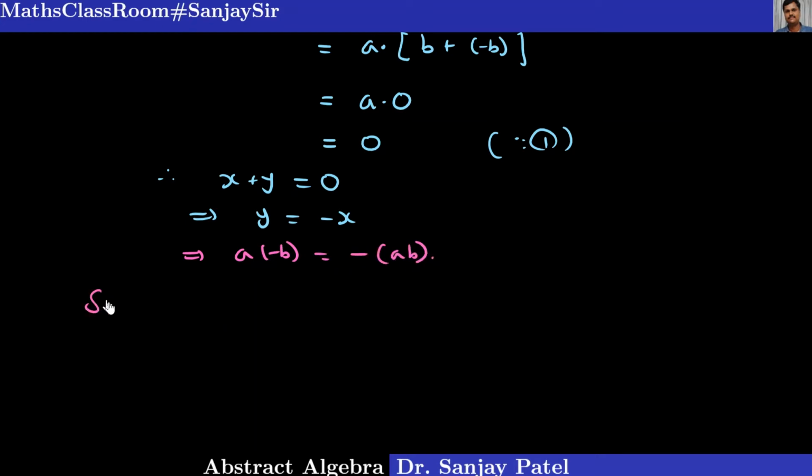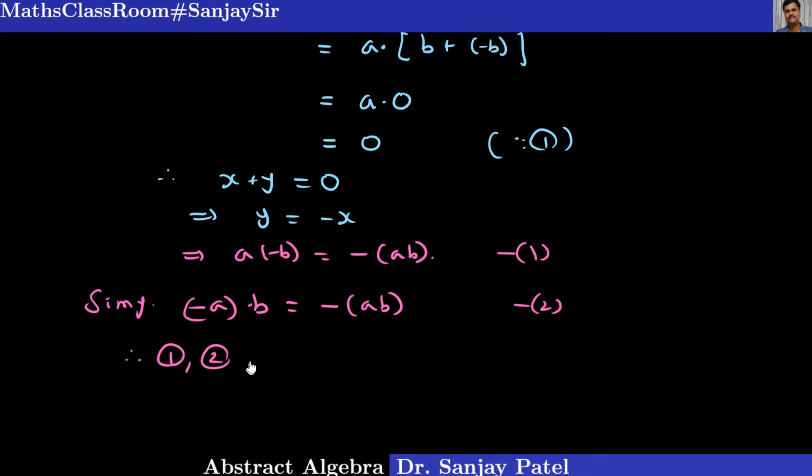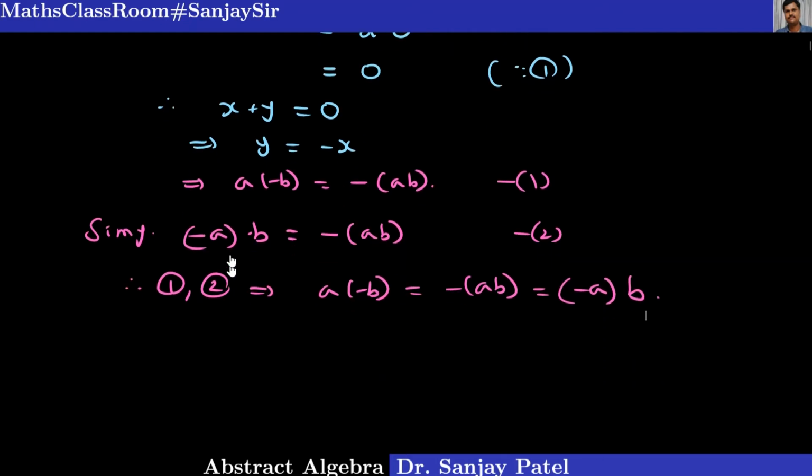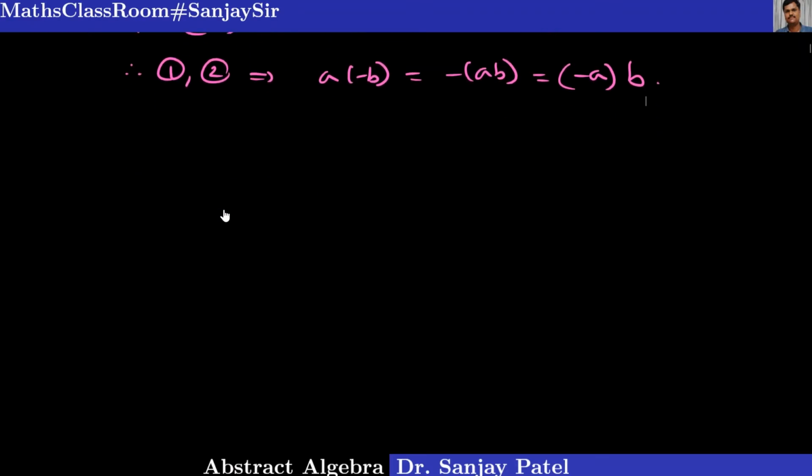And similarly you can prove that minus A into B is nothing but the negative of A into B. So from these two results, we have all are equal. So from 1 and 2, we have A into minus B is equal to minus AB is equal to minus A into B is proved. So we have proved the second result also. Let us prove the third one.